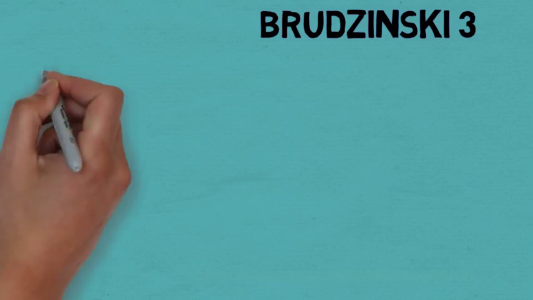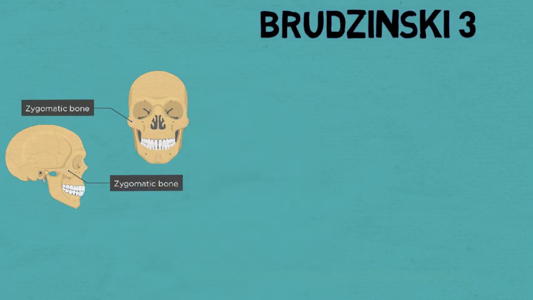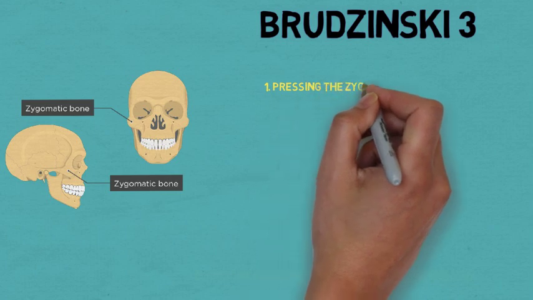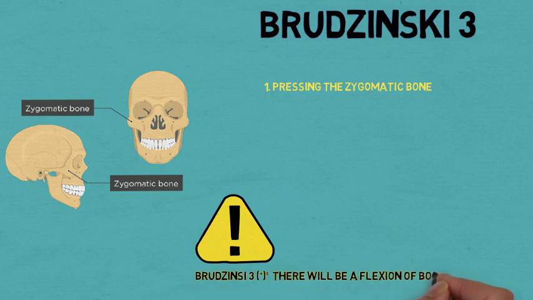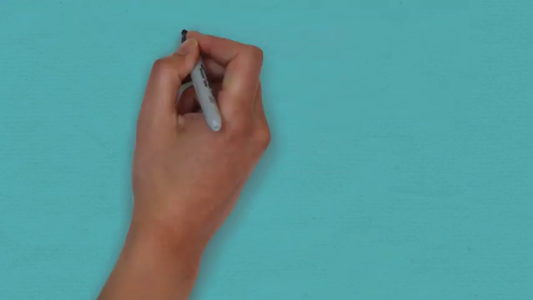Now the third Brudzinski sign. We have a zygomatic bone in our face. Then the examiner presses the zygomatic bones. Caution: the Brudzinski sign is positive if there is a flexion of both arms when the patient's zygomatic bones are pressed.